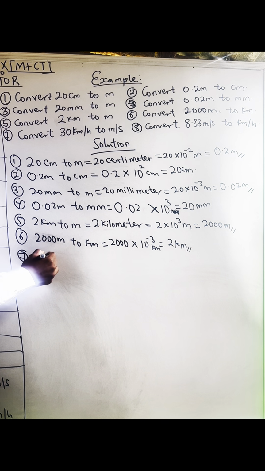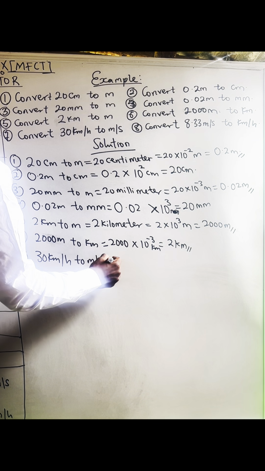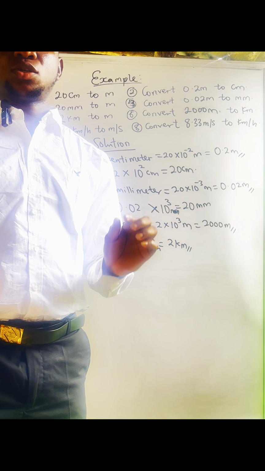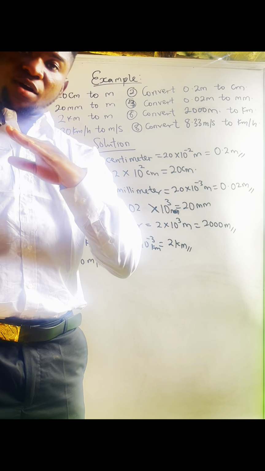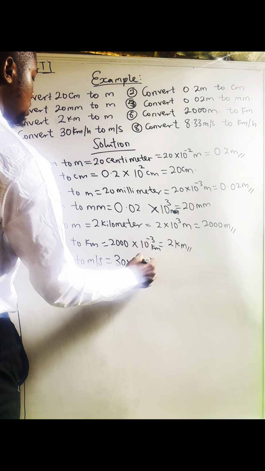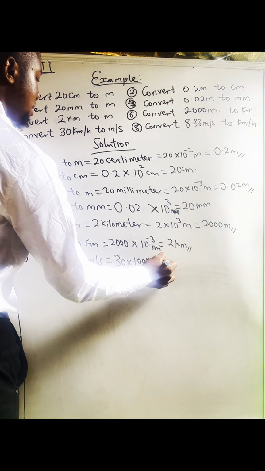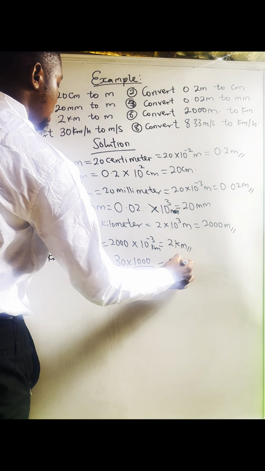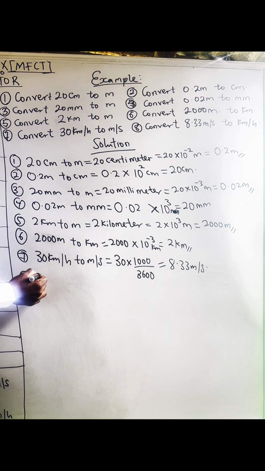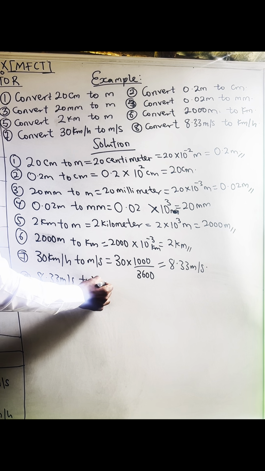Just write 30 kilometer per hour to meter per second. Whenever you are converting kilometer per hour to meter per second, just multiply by 1000 over 3600. So this would be 30 times 1000 over 3600. So guys, this gives 8.33 meter per second. Also, let's say you are to convert 8.33 meter per second to kilometer per hour.